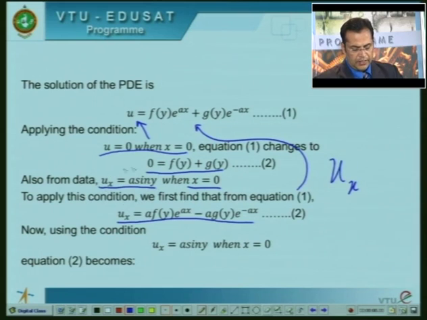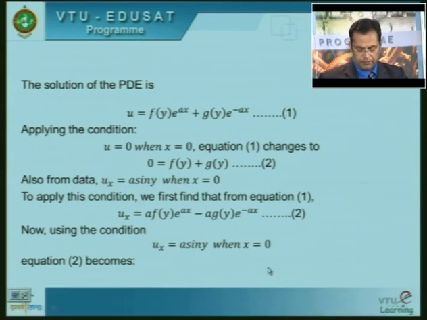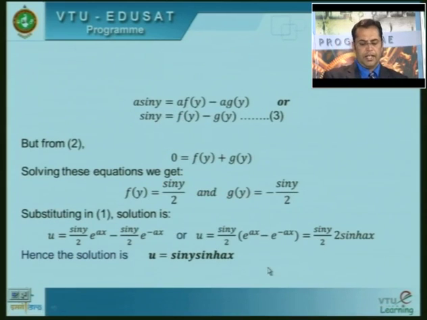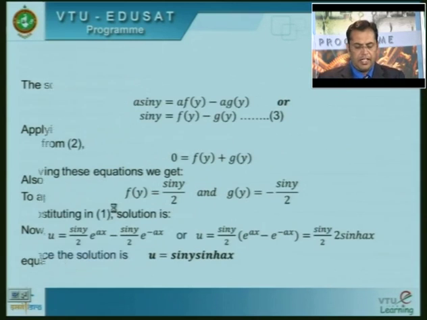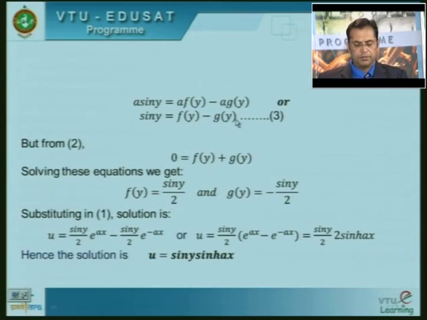Now, apply the second condition given here, which is ux is a sin y when x is 0. So, left hand side ux becomes a sin y here, and in the right side you put x equal to 0. So, that will give you a sin y equal to a into f of y minus a into g of y. E power 0 and e power 0 here are both 1. Left hand side you have a sin y. So, you can cancel a throughout to get sin y equal to f y minus g of y.